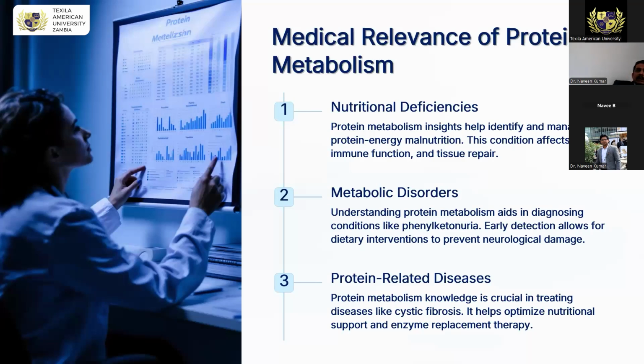And if you see the medical relevance of protein metabolism, nutritional deficiency, particularly in developing countries and some poor countries, what happened? Lack of proteins. In proteins, the amino acids can be categorized into two major classes, essential as well as non-essential amino acids. Those nine essential amino acids play a vital role in cell growth and development, particularly during embryonic development and fetal development.